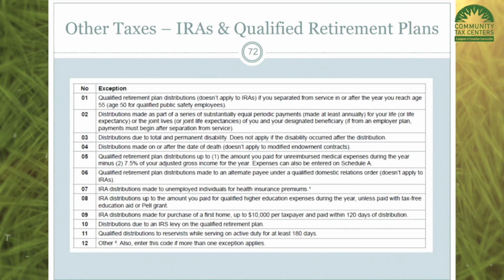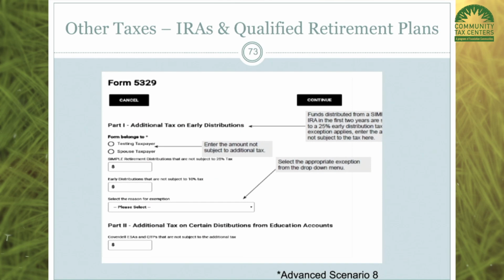And so we would go into TaxSlayer, and let's see if it shows it. Yes, we go into TaxSlayer under the federal section. We're going to look for Form 5329 with those other taxes. And then we go to Part 1. We're going to see the additional tax on early distributions. Who does this form belong to, the taxpayer or spouse? We don't really see any simple retirement plans, but this says early distributions that are not subject to tax. So of the amount of their distribution, how much did they use for whatever exemption?